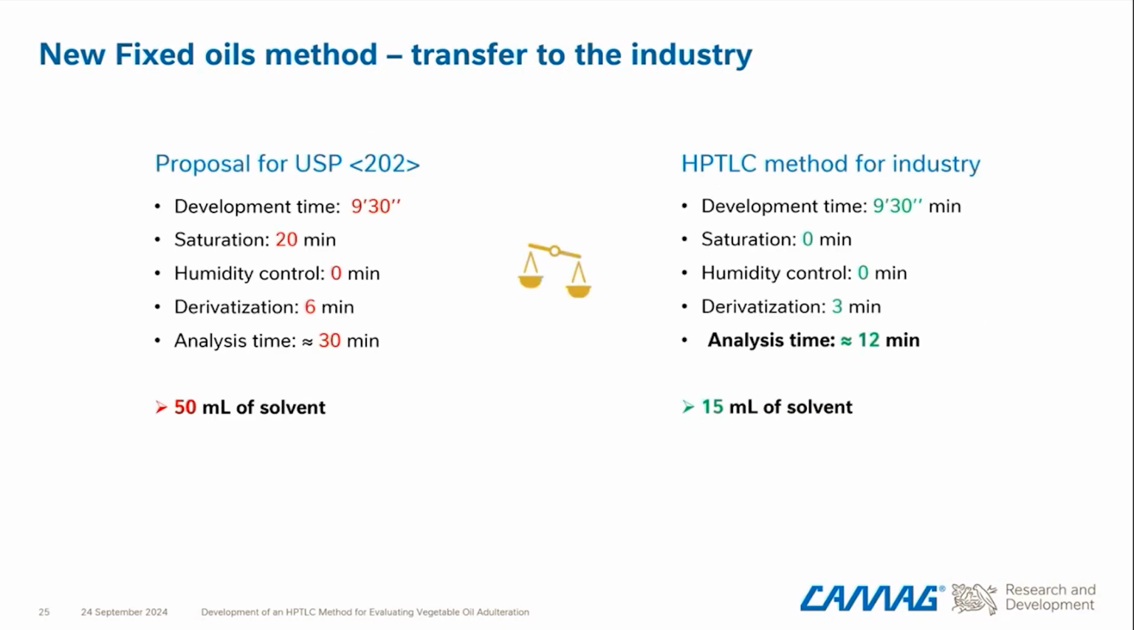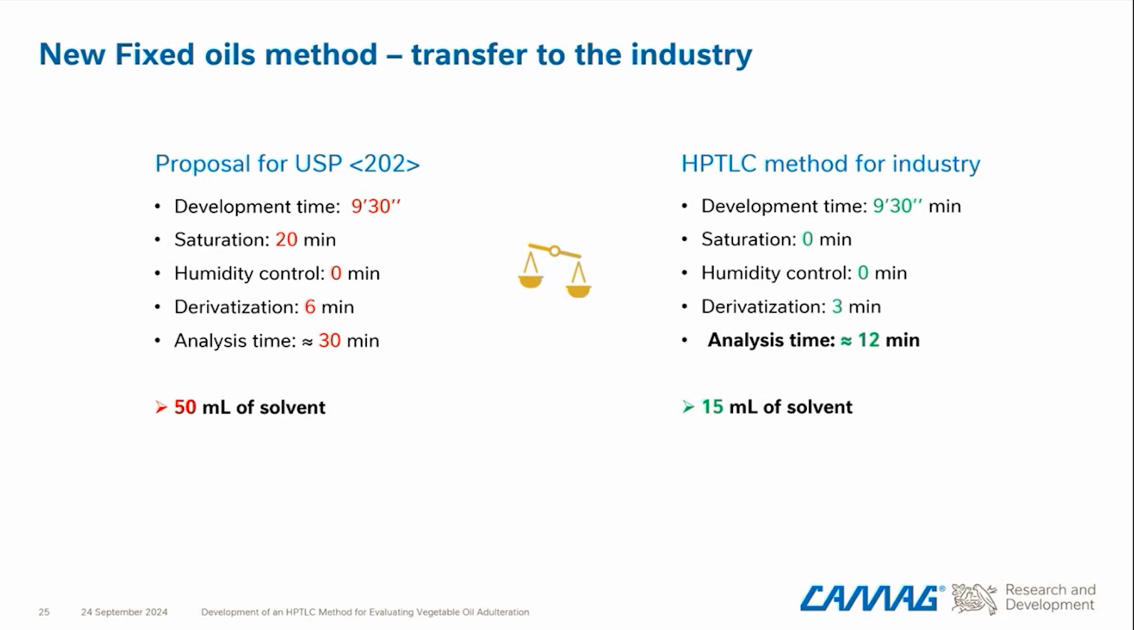At the end of the transfer to the industry, we did a comparison of the developing time. So here, because we keep the same mobile phase, we keep the same developing distance, so we have the same time. So it's 9 minutes 30. Then with the new method for the industry, we are not doing the saturation step. So it means that we are gaining 20 minutes. The humidity control was anyway not done.